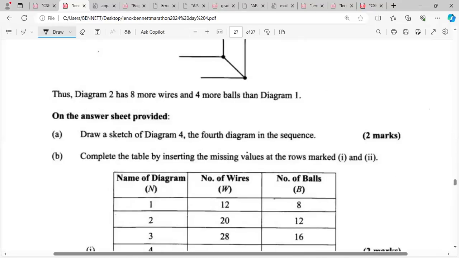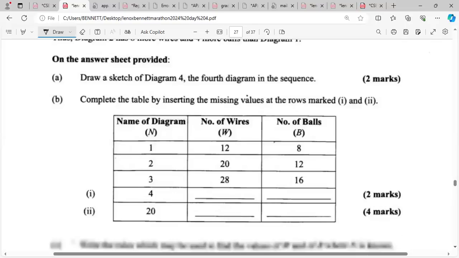Alright, so go ahead, guys, and try to see if we can figure that out. It says complete the table by inserting the missing values at the rows marked 1 and 2. So you must figure out this and this. And it says write the rules which may be used to find the values of W and B where n is known. So that is the nth term. So figure out these two first and then we can talk about it.